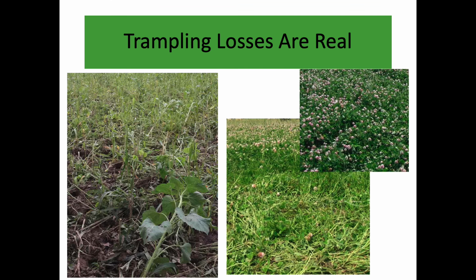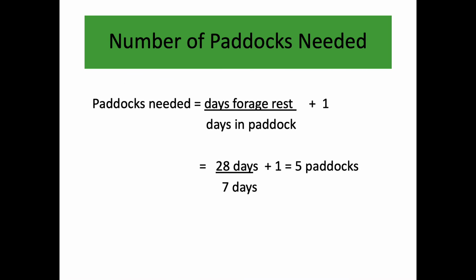All right. Just a couple quick slides because I am probably out of time here. We talked about trampling losses occurring. These are some good examples that those certainly do occur, and we need to factor that in when we think about that rest. The other important thing that you all aren't going to worry about for your exercise today, because we're just putting them into one paddock, but when you get back home and you're trying to figure out how many paddocks you actually need for your system, you need to know the number of days that you want that forage to rest.